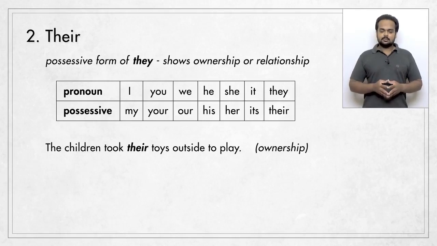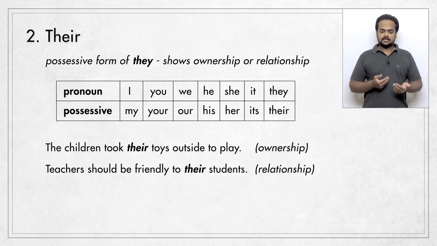Here's an example. The children took their toys outside to play. In this sentence, their shows ownership. The toys belong to the children. And in the next sentence, teachers should be friendly to their students. Their shows relationship here. Obviously, teachers don't own their students.